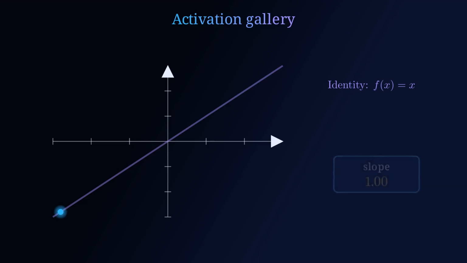Now watch the slope of the identity as I run a dot along it. The steepness never changes, it's the same everywhere, left to right. Hold that idea of slope in your mind because slope is the secret hero of this whole story.